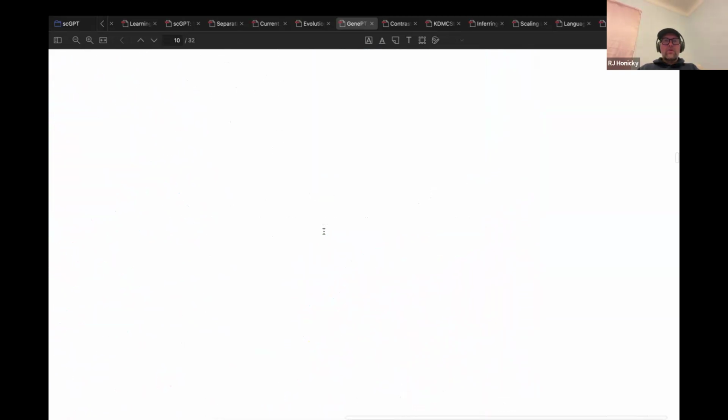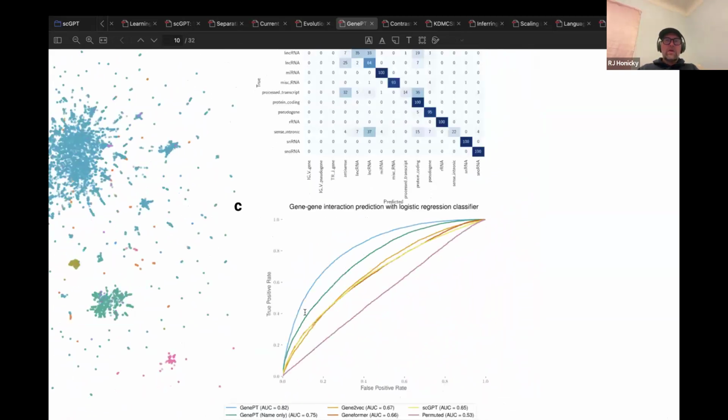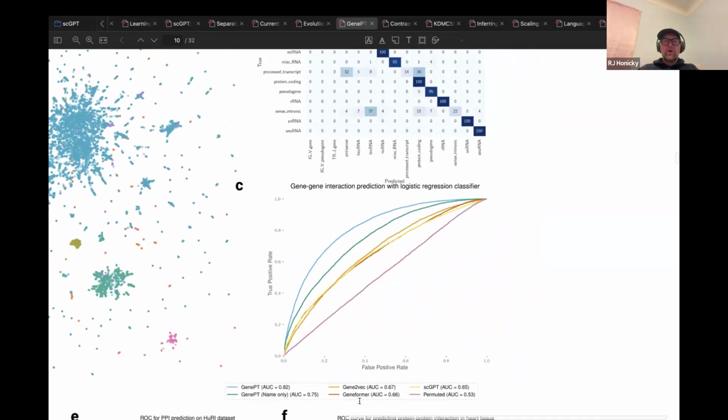So you can see that it seems to beat the competition pretty well. GeneFormer is a model that's a little bit older, and then scGPT has gotten a lot of attention recently. GeneFormer is a BERT model, and scGPT is like a GPT model, and they do pretty well. They beat these models.